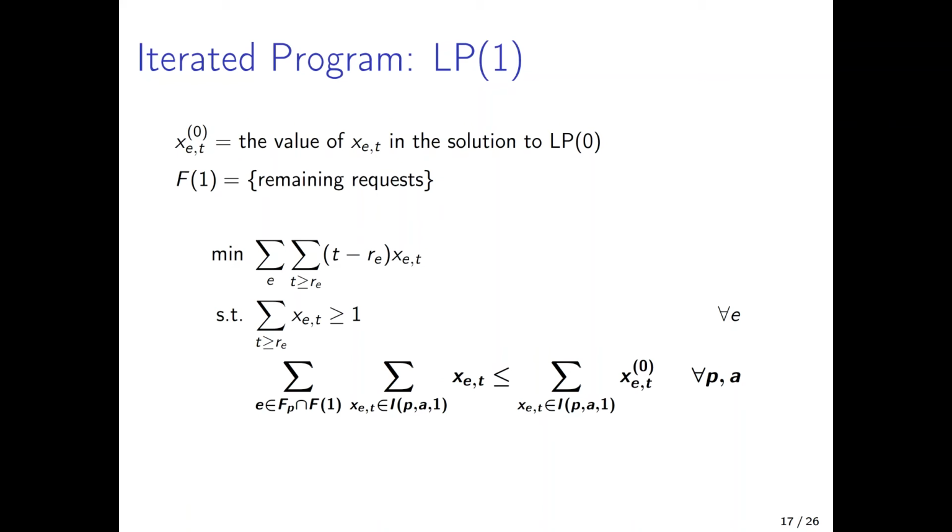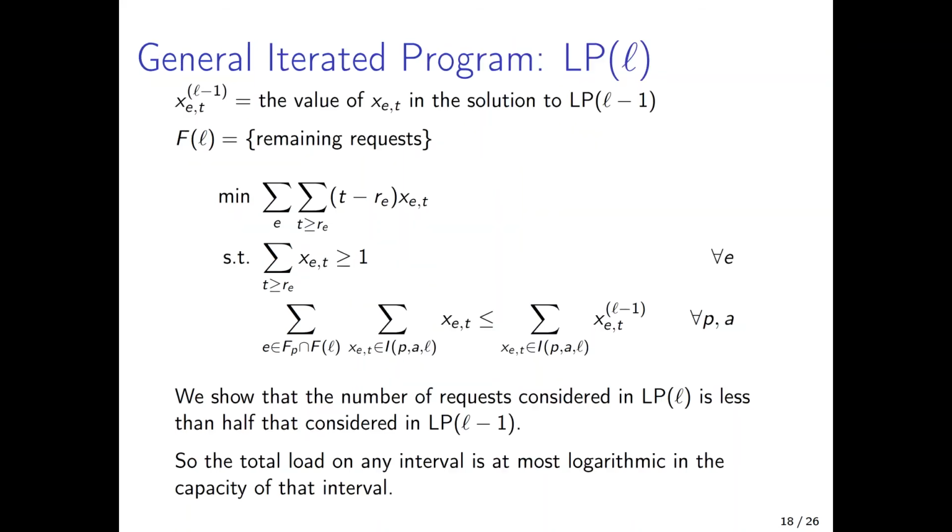Again, the objective and first constraint are identical. The new third constraint states that for a given I_{p,a}^1, the sum of variables in this set is upper bounded by the sum of variables in this set given their values in the solution to LP0. We generalize this procedure in program formulation and present the generalized program LP_L. Again, the third constraint states that for a given I_{p,a}^L, the sum of variables in this set is upper bounded by the sum of variables in this set given their values in the solution to LP_{L-1}.